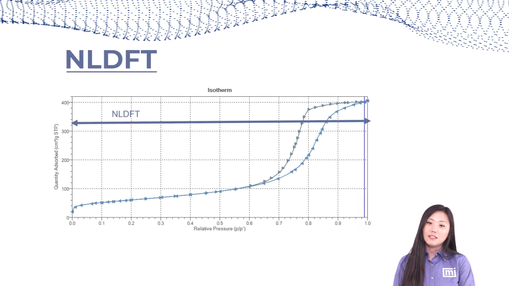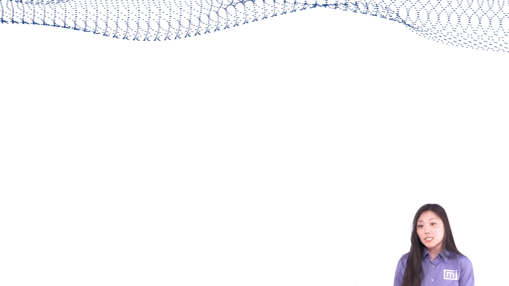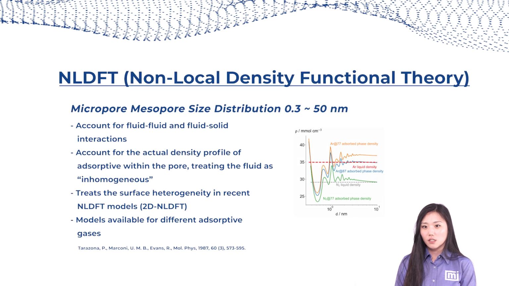Lastly, we'll talk about the NLDFT, which uses the pressure from the very low pressure region all the way up to the near saturation pressure. And it can characterize the pore size distribution from adsorption, desorption curves separately or combined. NLDFT stands for non-local density functional theory, and this method is used to characterize the micropore and mesopore size ranging from down to 0.3 nanometers to 50 nanometers depending on the adsorptive gas.